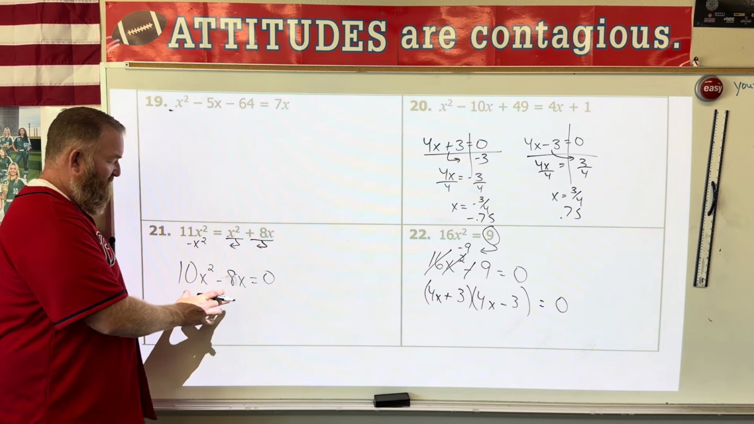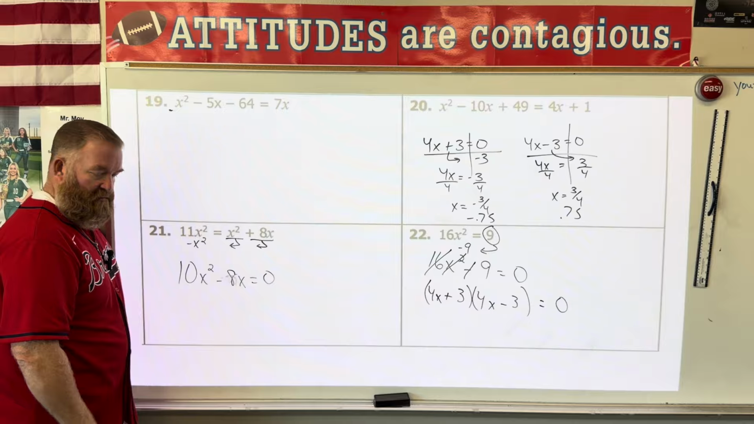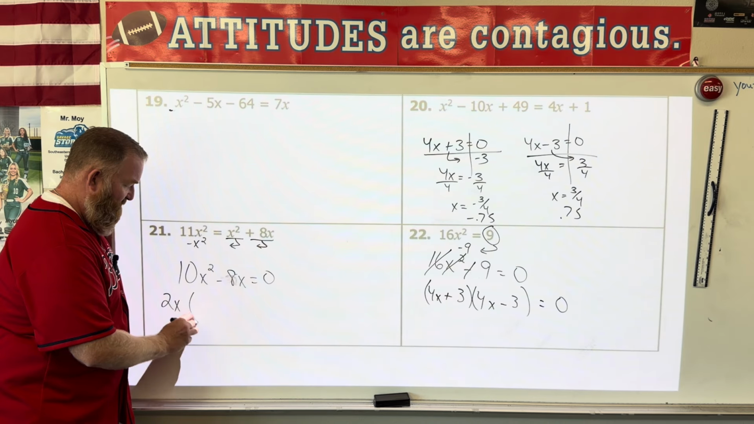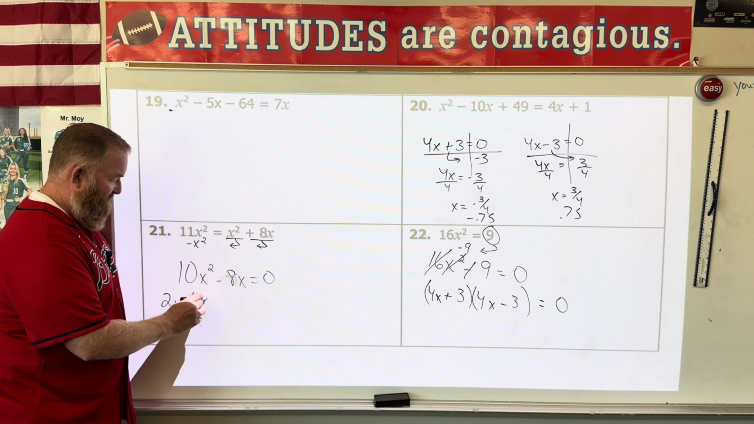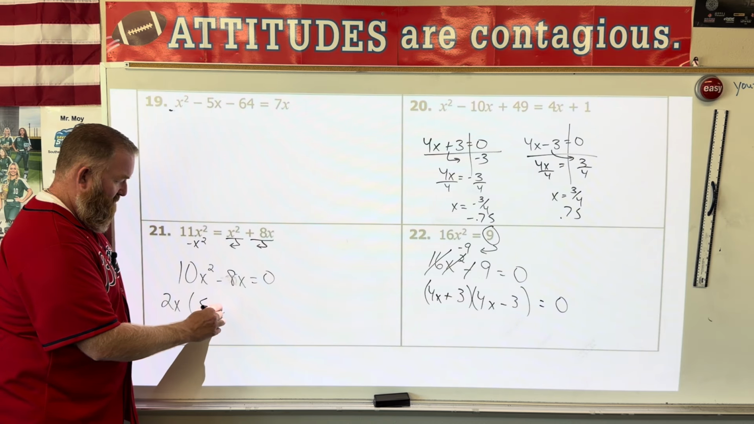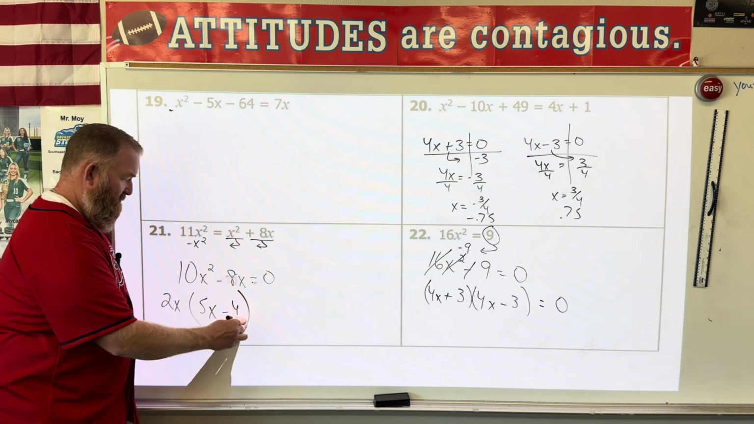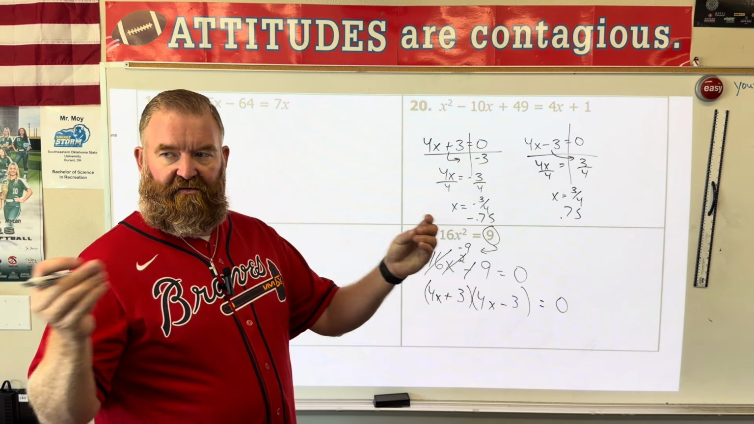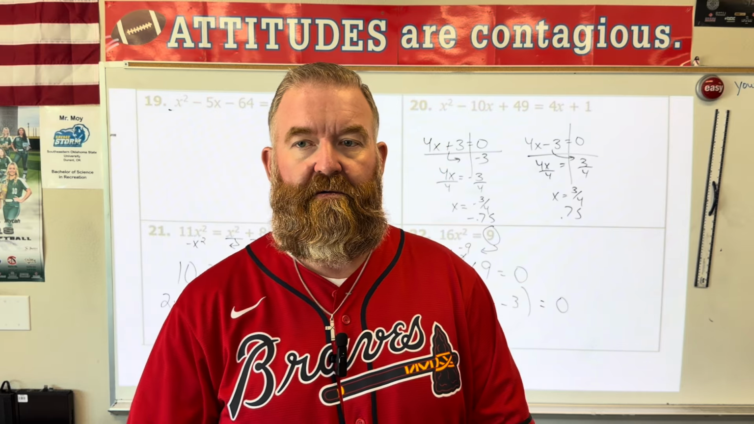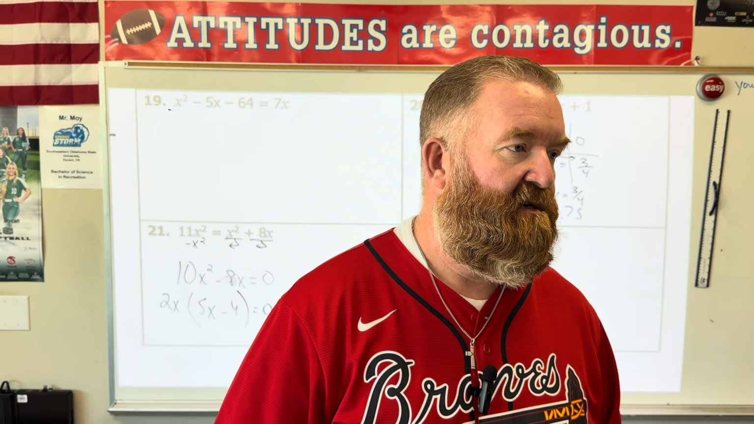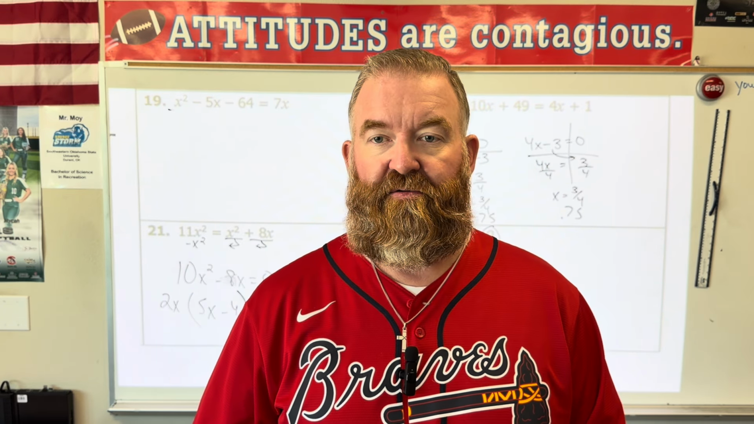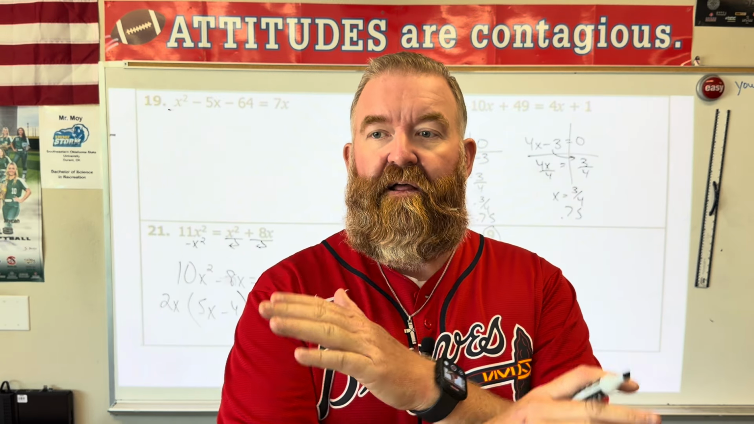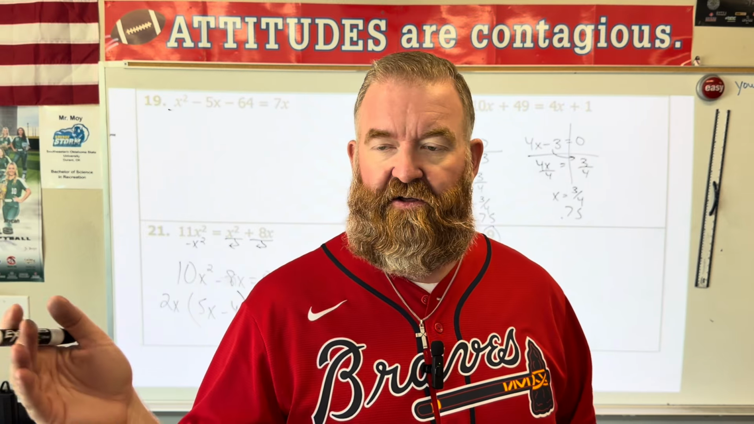Is there a greatest common factor between 10 and 8? What is it? 2, and they both have an x, don't they? This is now 5x, and this is now minus 4. And now we just do what we did earlier. 2x equals 0, the other one equal to 0, and just solve it. Good? Set them equal to what, guys? What do we set them equal to? 0. Can you see where this ties into what we just did in that last unit? That's why we're kind of running through this. It's all the same stuff.